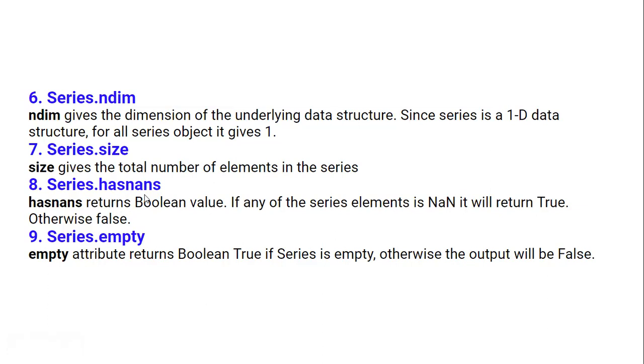Then hasnans and empty. The hasnans and the empty attributes will give you a Boolean type of result, that is, true or false. hasnans returns a Boolean value: if any of the series elements is NaN, that is, not a number, it will return true. Otherwise, you will get false. The same goes for the empty attribute, which also gives a Boolean result. If the series is empty, you will get true. If it is not empty, you will get false.